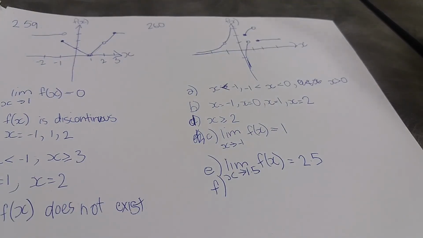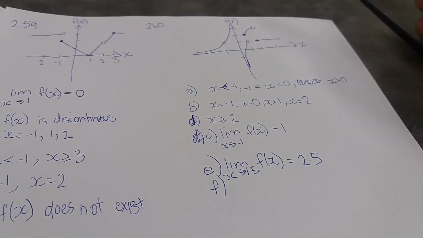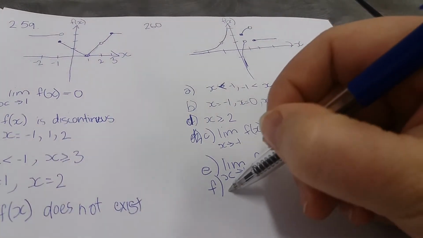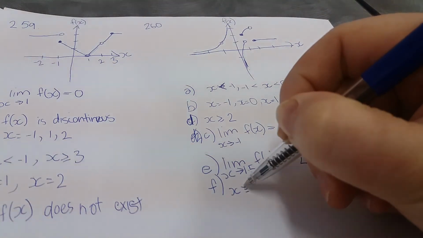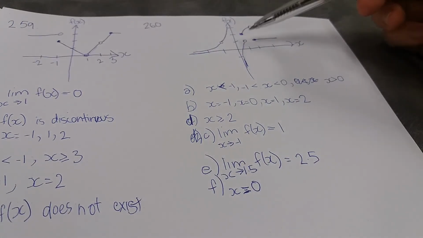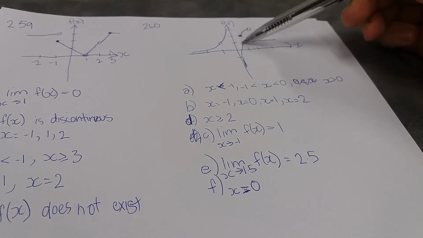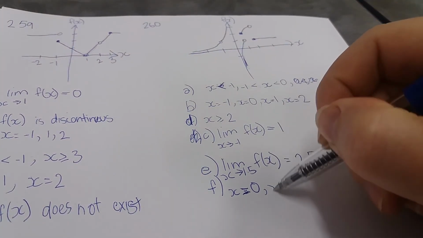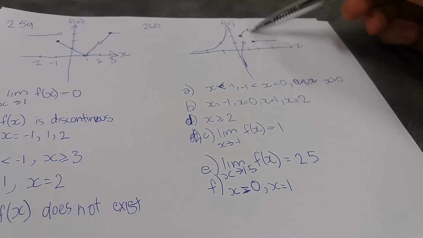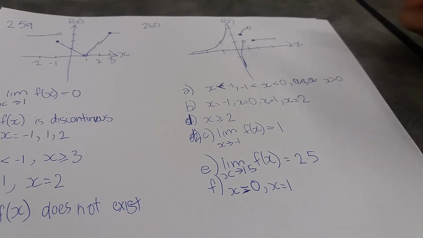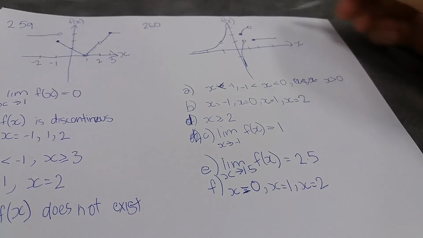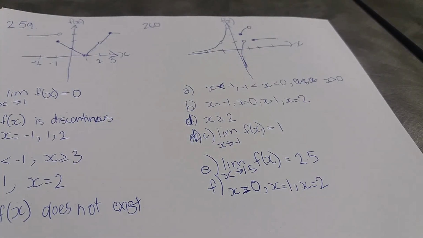Right, for what values of x does it not have a limit? So there's a limit there, there's no limit here. So when x equals 0, there's no limit. Here's another point where there's no limit, so that's when x equals 1. And there again, there's another gap there. So we've got x equals 2. And then the rest of this function exists, so the limit exists as well.